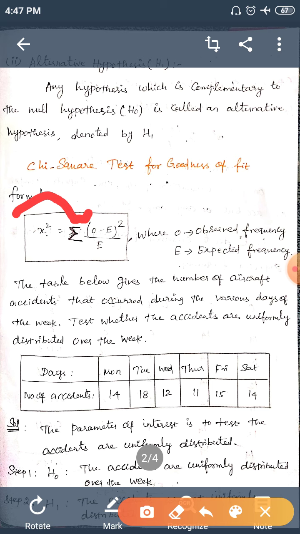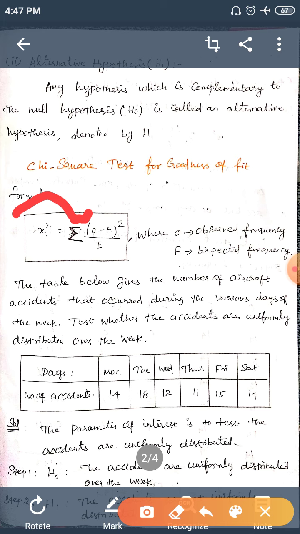This is the given problem. A table below gives the number of aircraft accidents that occurred during the various days of the week. Test whether the accidents are uniformly distributed over the week. What is being asked here now? Whether the accidents are uniformly distributed over the week.